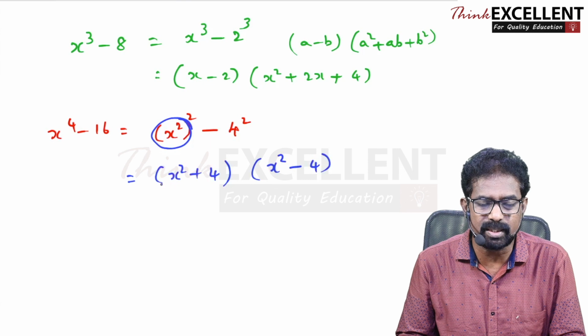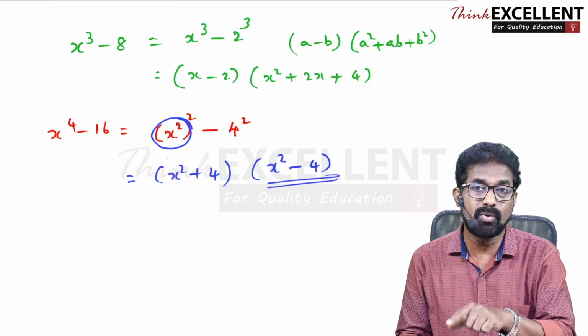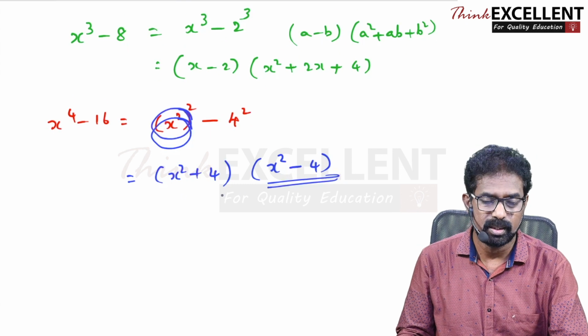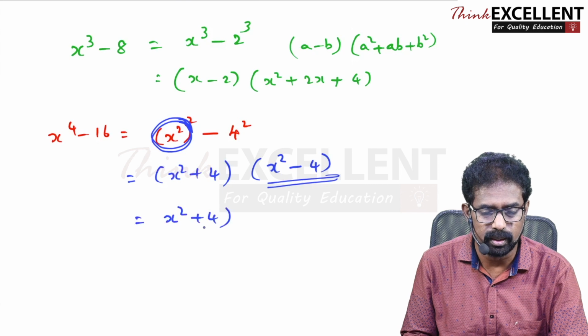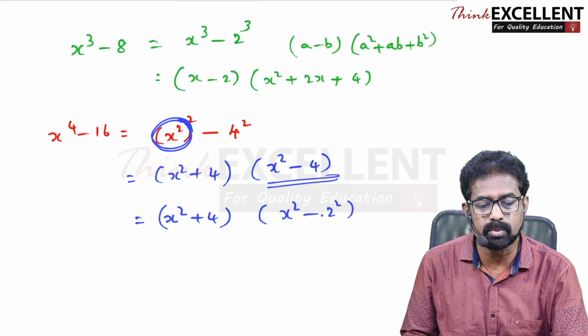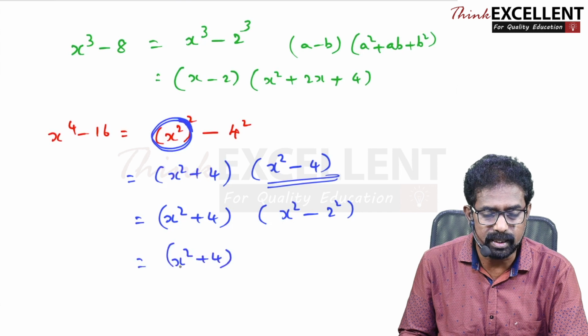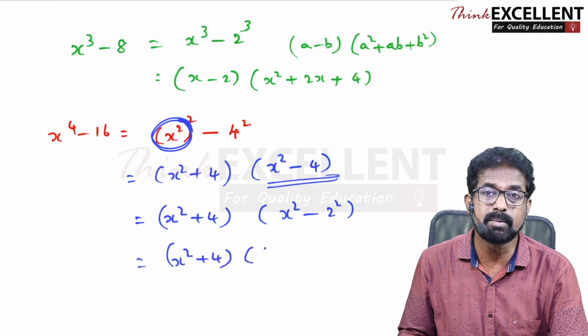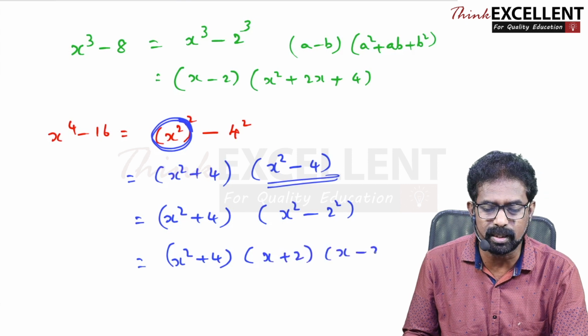The first part you can leave. In the second part, again minus is there: x square minus 4. 4 can be written as 2 square. So once again you can use the identity. The first factor is x square plus 4. This is x square minus 2 square, so again it is of the type a square minus b square. This can be factorized as a plus b and a minus b, so x plus 2 into x minus 2.